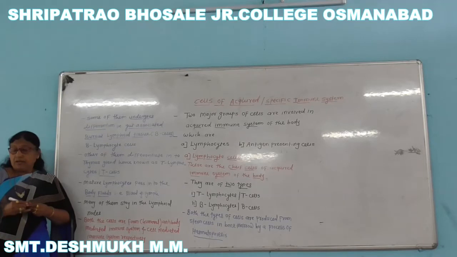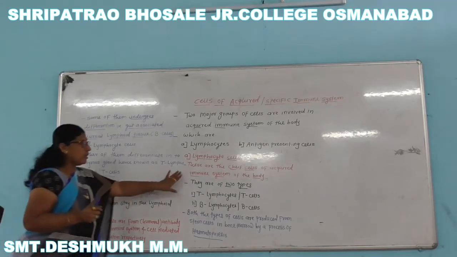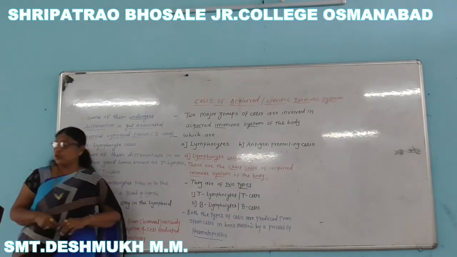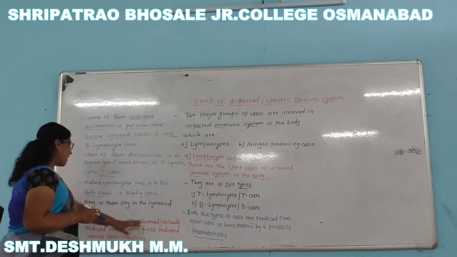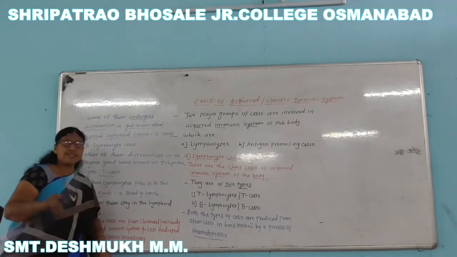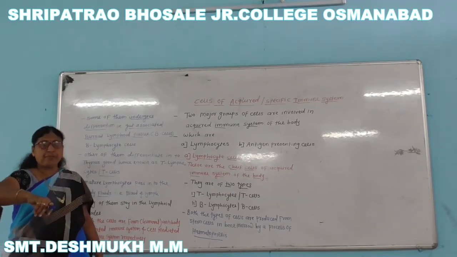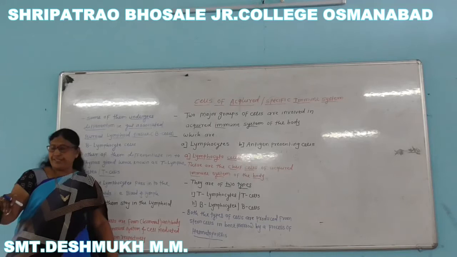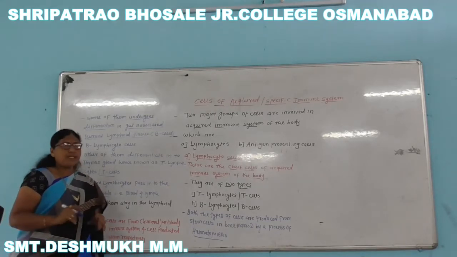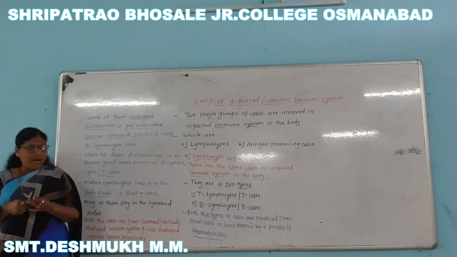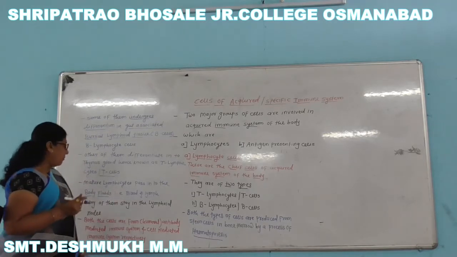Then both the immune systems, the antibody mediated immune system and the cell mediated immune system, need the antigens to come into action, but they respond in different ways.